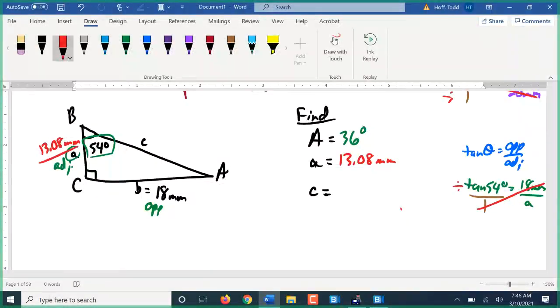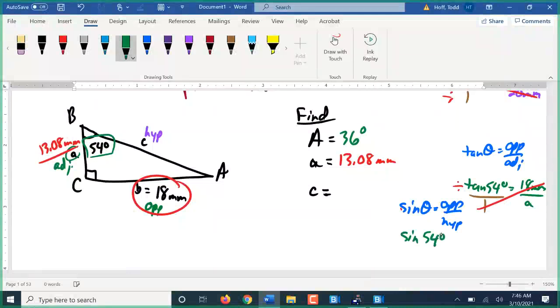Side C, well, I'm still going to use B, which is my given side. Side C is which side of that? Hypotenuse? What trig function is that? Sine. Sine of an angle equals the opposite side over the hypotenuse. So fill it in. This is 54 degrees again. The opposite side is the 18 millimeters, and my side C is my hypotenuse.